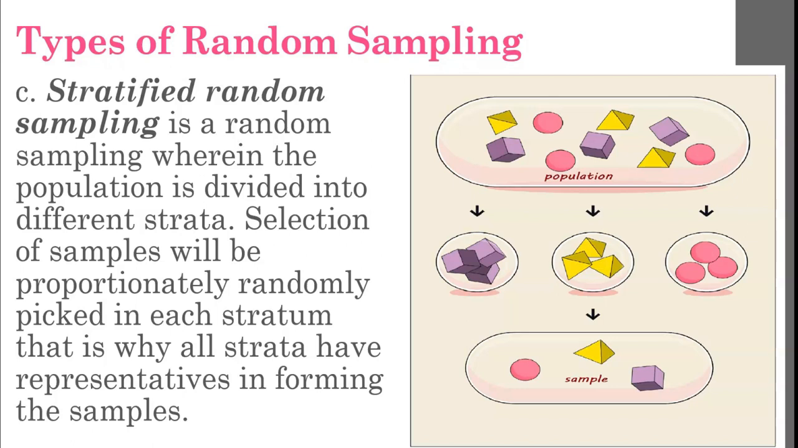For example, in the figure, our population comprises different types of shapes with different colors. If we want to use stratified random sampling, we divide these colors and shapes into groups known as strata. Hence, the second step is we have 3 groups. The first one are the cubes. Next, we have the triangular prism, and we have the sphere with their corresponding colors. And to get our samples, we randomly pick the representatives for our samples from each stratum or from each group. This is how stratified random sampling is done.